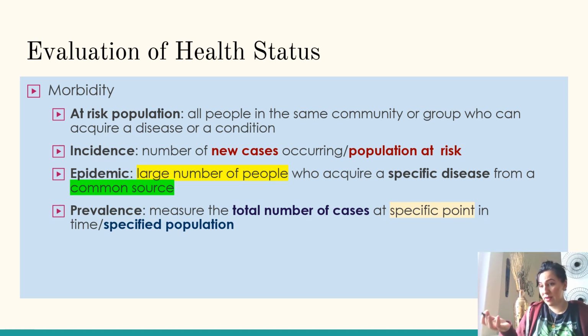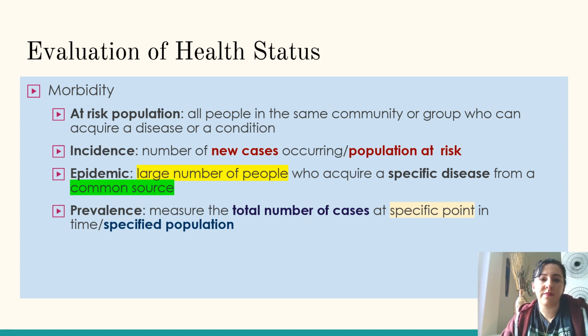Is it really everyone in that population, or could it be just the elderly? Could it be the infants? Could it just be male or female? Is it a sex-linked trait or disease or something? So it's something to consider when you're looking at morbidity.